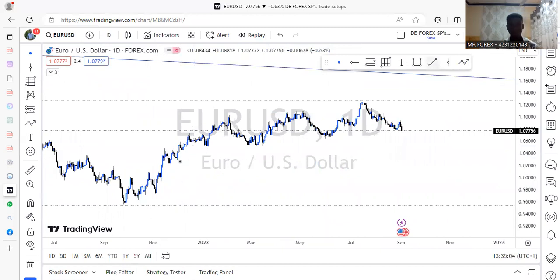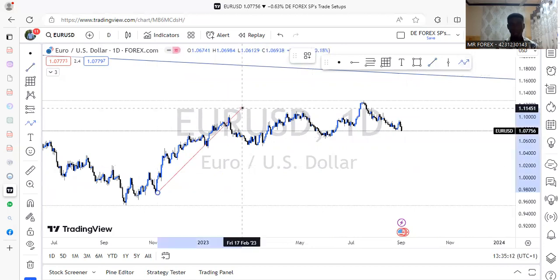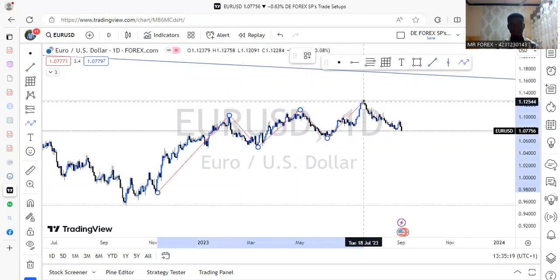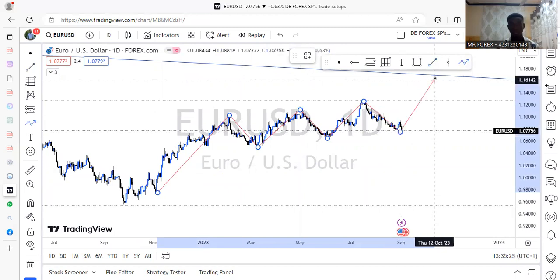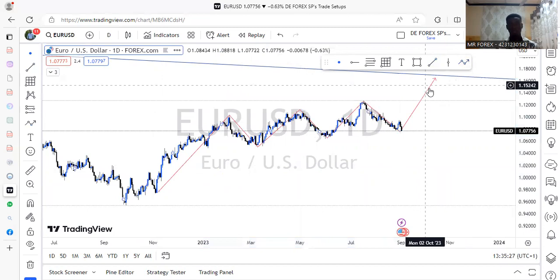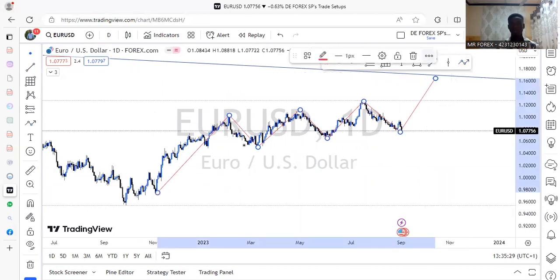On the daily chart also, what are we seeing? We are seeing an uptrend. There it is: higher high, higher low, higher high. And we are seeing this retracement. Therefore, we expect this. This is what we expect, an uptrend in the market.